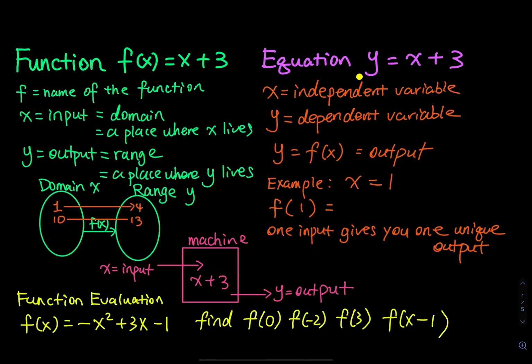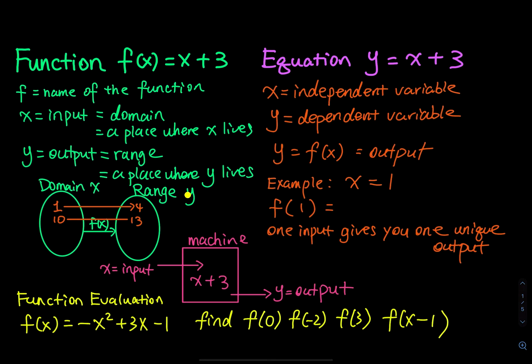For an equation, we will just write y equals x plus 3. X is an independent variable. Y is a dependent variable because the value of y depends on the value of x. So let's say x equals 10. You put a 10 right over here. 10 plus 3, y equals 13. So the value of y depends on the value of x. When you write a function, we are not using y anymore, we are using f of x, and f of x is an output. So the output is y, which is the range, and range is a place where y lives.